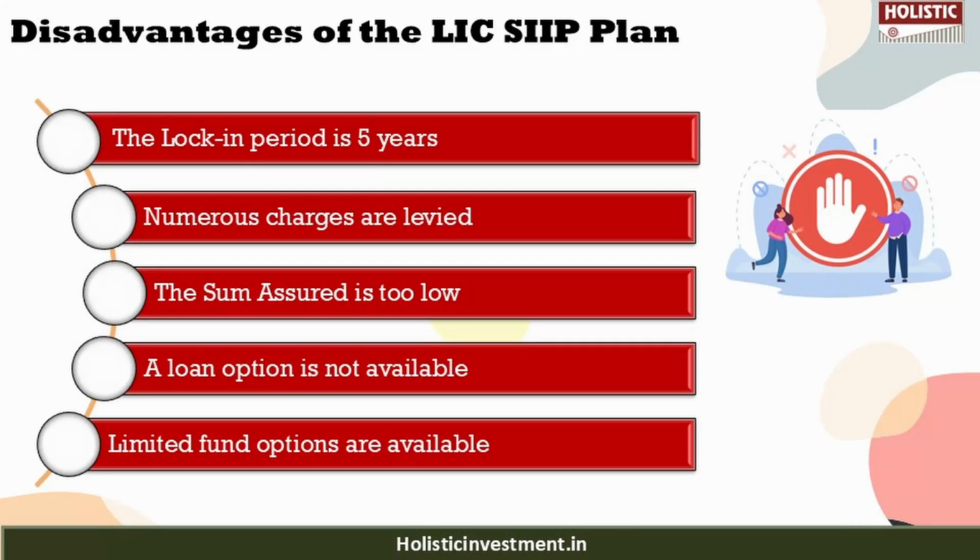The disadvantages, however, are that the lock-in period is 5 years for surrendering and partial withdrawal. Numerous charges are in this policy, the sum assured is too low, and a loan option is also not available. The fund options are very limited when compared to other ULIP products in the market. These are some drawbacks that you need to keep in mind before deciding to invest in this policy.